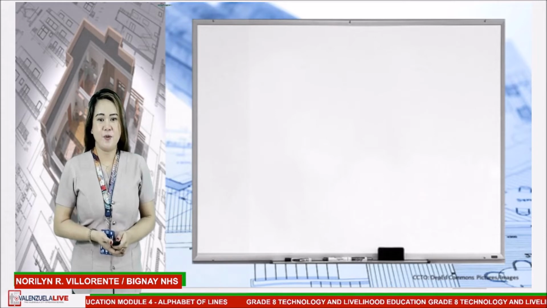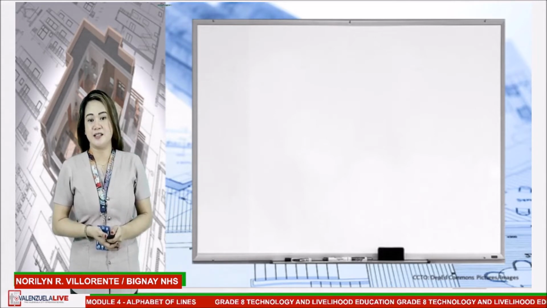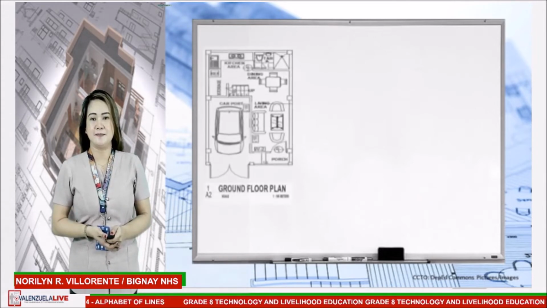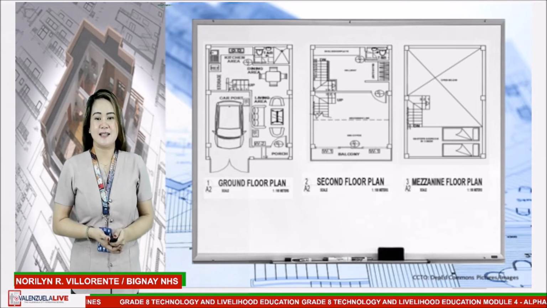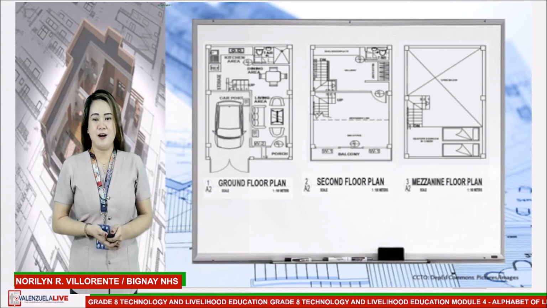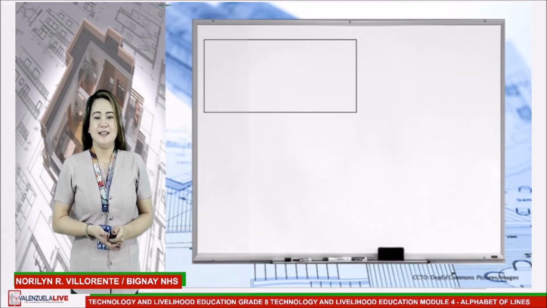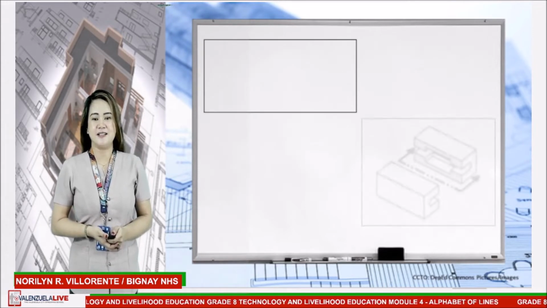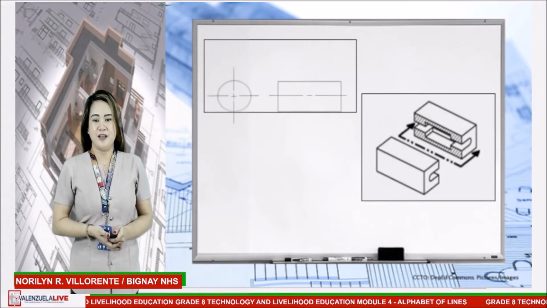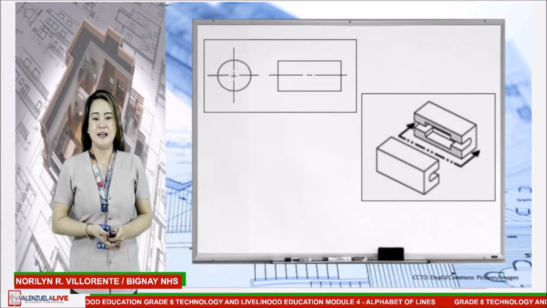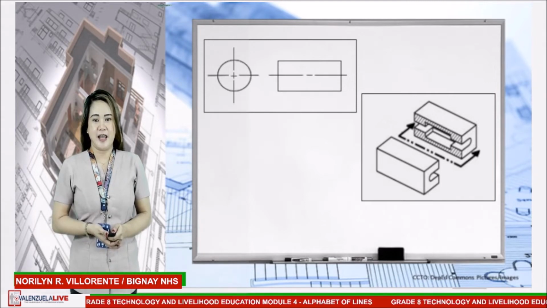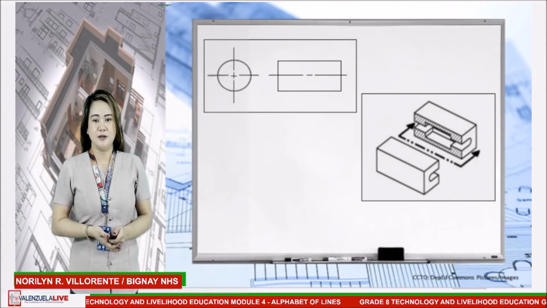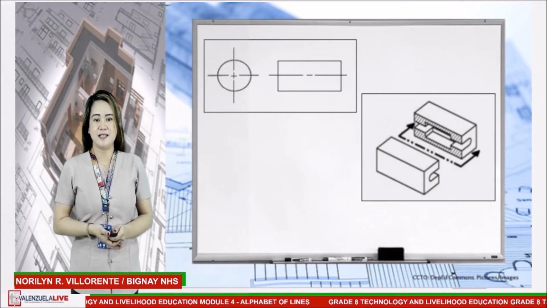Have you ever wondered how this drawing turns into a building? Yes, it's because of what we call the alphabet of lines that the architects and engineers use to express the features of the design clearly and accurately. Engineers and architects are able to communicate through the use of the special lines and symbols to make the drawing understood.